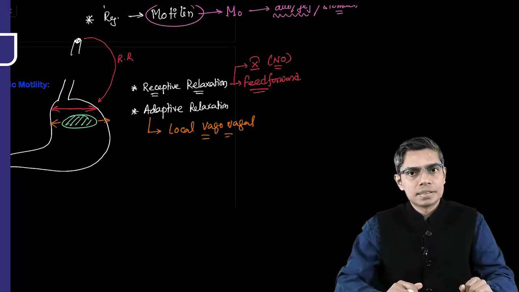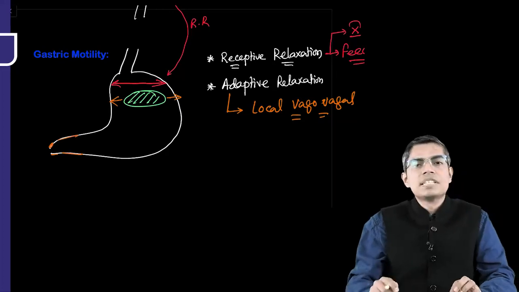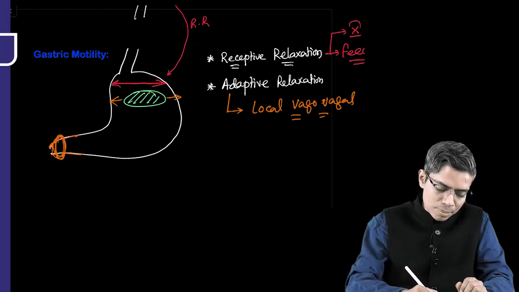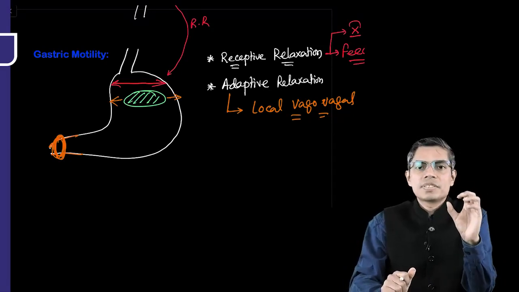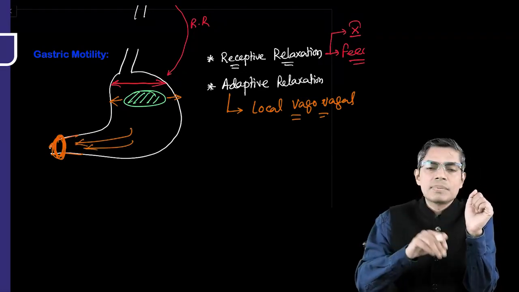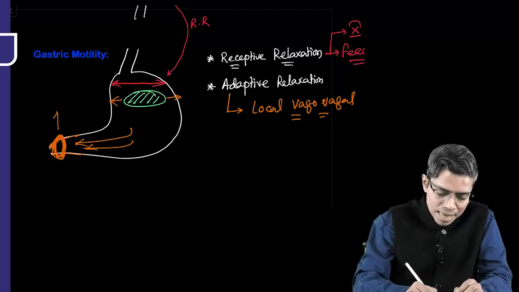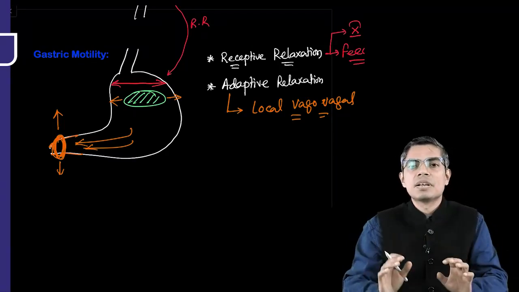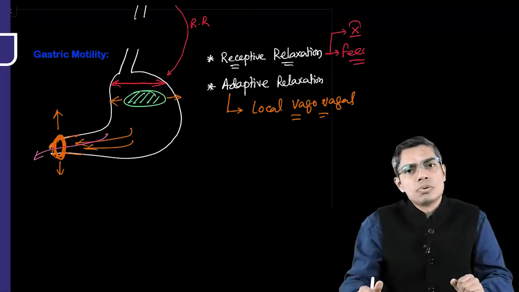Receptive and adaptive relaxation. Now, in the lower part of the stomach, the antropyloric region, there is a sphincter known as the pyloric sphincter. If you cause contraction of the pyloric sphincter, the food particle will not be able to move from the stomach to the duodenum, which means you are decreasing the motility of the stomach. If you cause relaxation of the pyloric sphincter, enhanced motility will be seen, so that the food particle easily moves from stomach to duodenum.